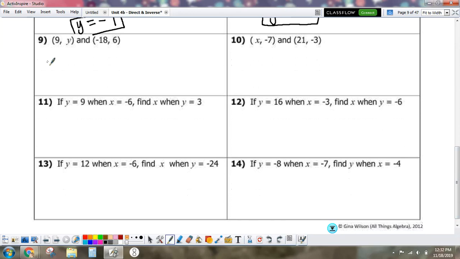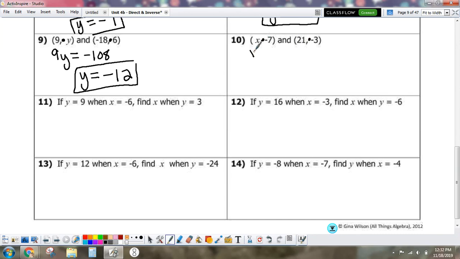For number 9, same idea. Multiply, multiply. I get 9y equals -18 times 6, which is -108, which means y is going to be -12 when I divide both sides by 9. Number 10, multiply, multiply. -7 times x equals 21 times -3, which is -63. Divide both sides by -7, and you get a positive 9.